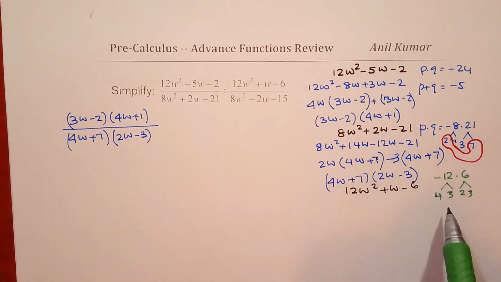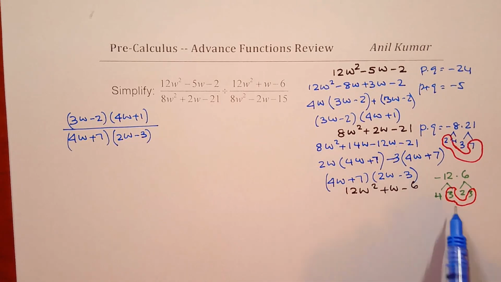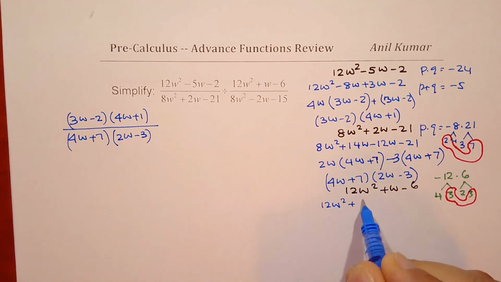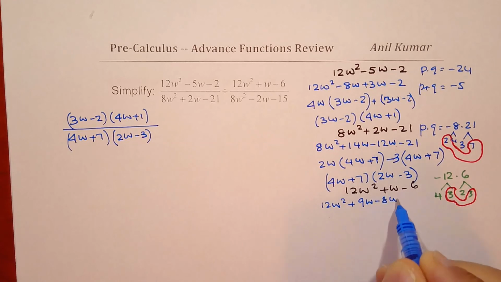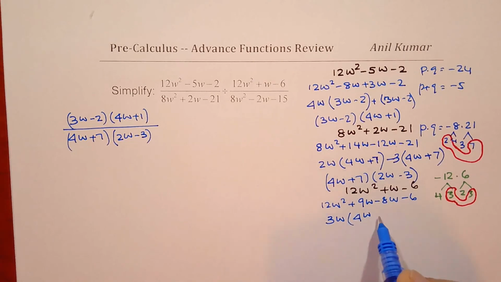Now 3 times 3 is 9, 4 times 2 is 8. That gives you a difference of 1. Perfect. So that will work. So 3 times 3 is 9 and 4 times 2 is 8. So we could split w as 9w minus 8w. Right? So we have 12w square plus 9w minus 8w minus 6. We have 3w common in the first two terms, so we get 4w plus 3.